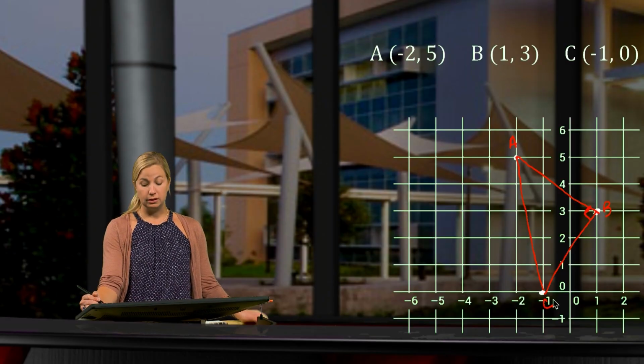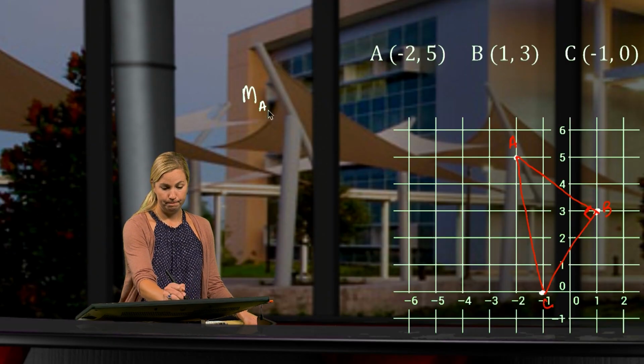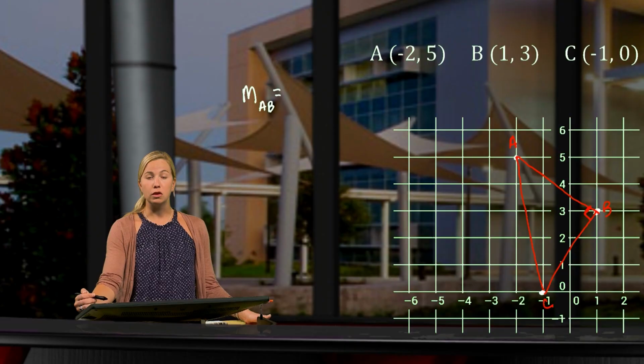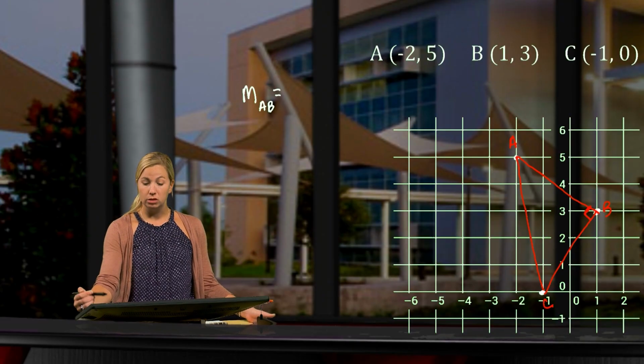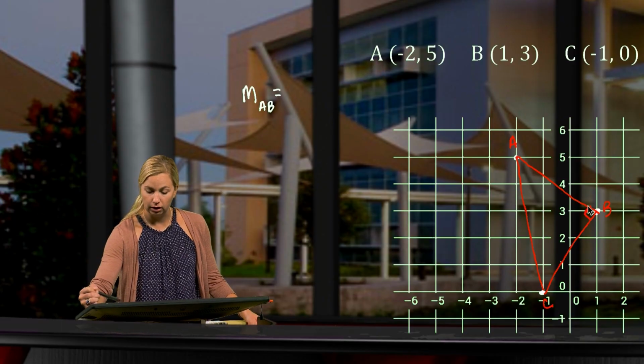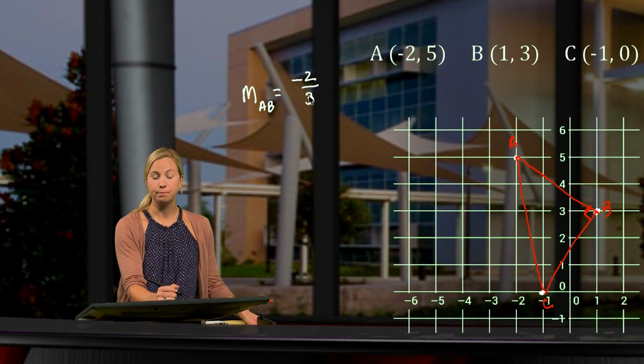To do that, we need to find the slopes. How do we find the slope of segment AB? Well, we can use our slope formula, or we can use the graph that we have here and count the slope. To get from point A to point B, we had to go down 2, to the right 3. So that slope is -2 over 3.